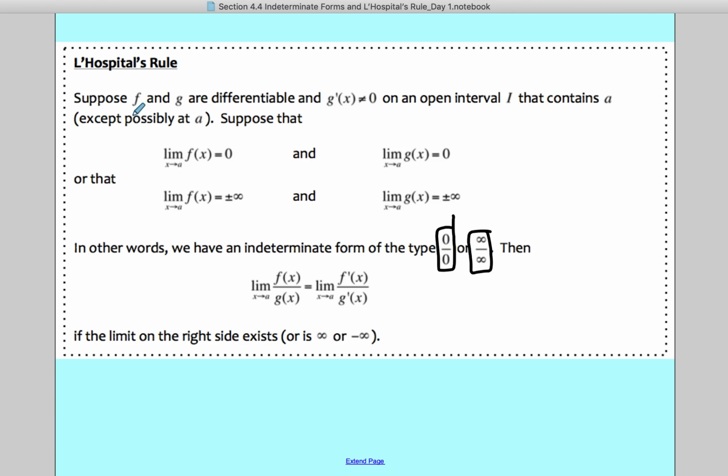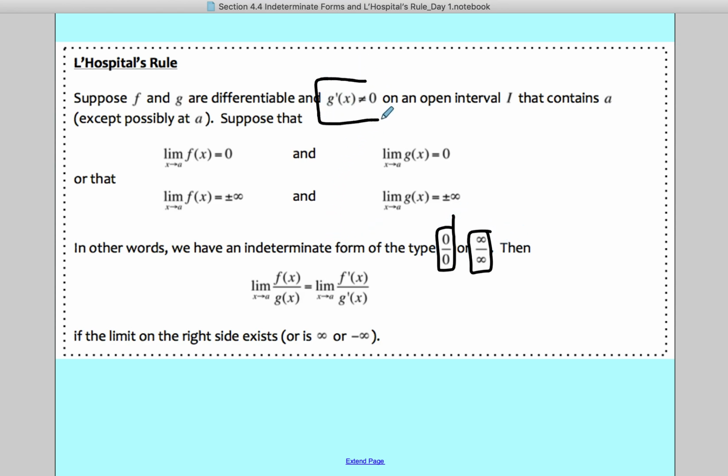What does the rule state? f and g are differentiable, and the derivative of g can't be 0 on an open interval. Then if the limit as x approaches a of f(x) equals 0, and g(x) equals 0, you'd have 0 over 0 in this case. Or, if you get positive or negative infinity, then you would have infinity over infinity. So if you have either one of these forms, you can use the rule.